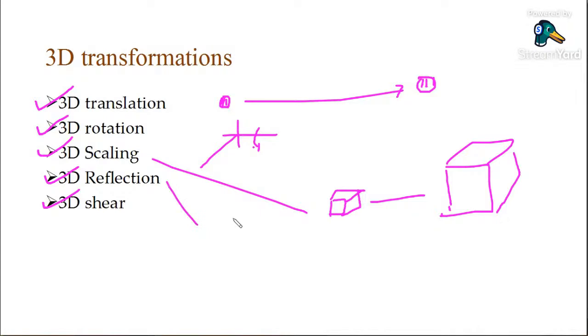Now you have reflection, so reflection may happen about a plane. Here some object is there, after reflection the object may be somewhere here. And shear means a deformation, the shape of the object may be deformed. Such things may happen in the 3D shear. So this is all about the 3D transformations. So thank you for joining.